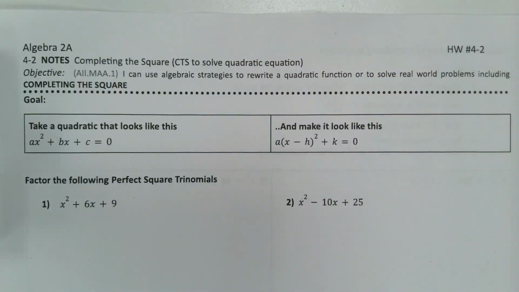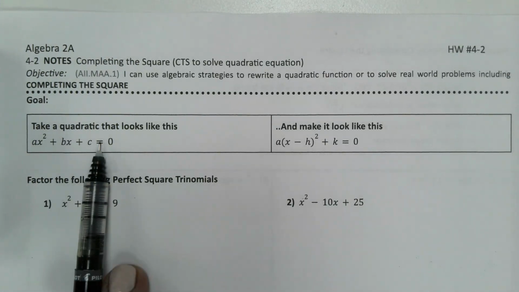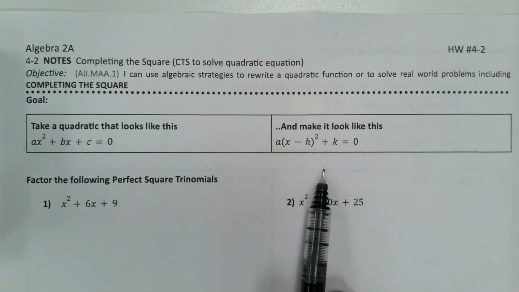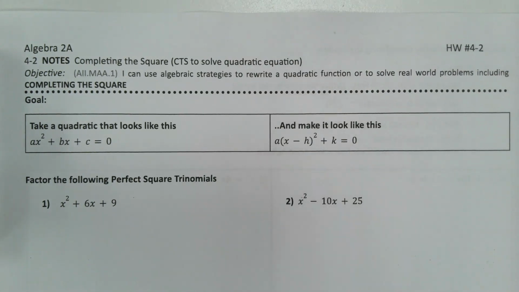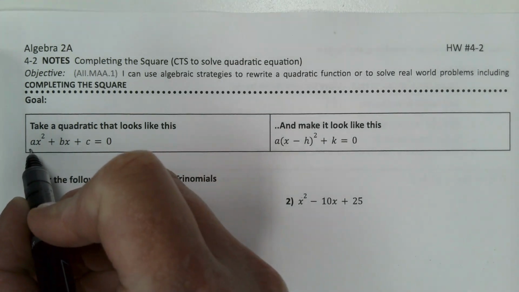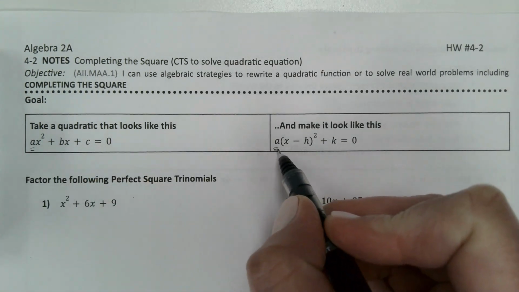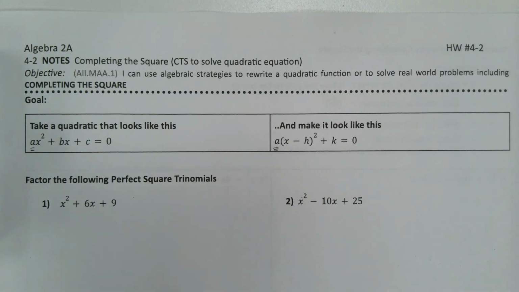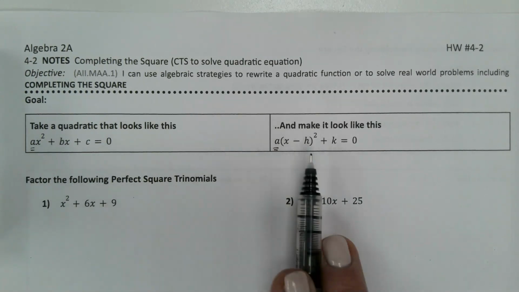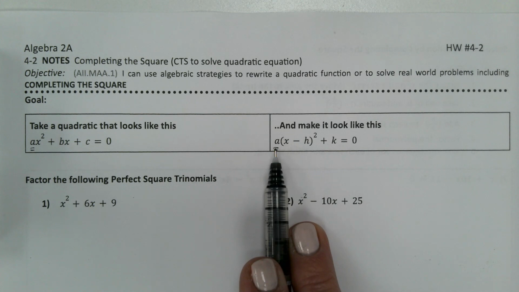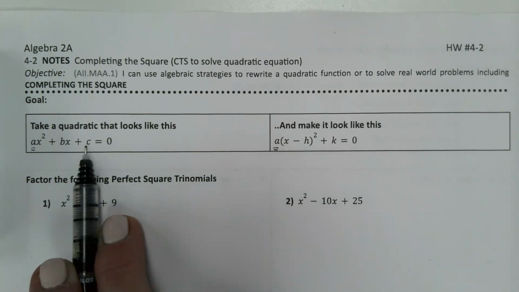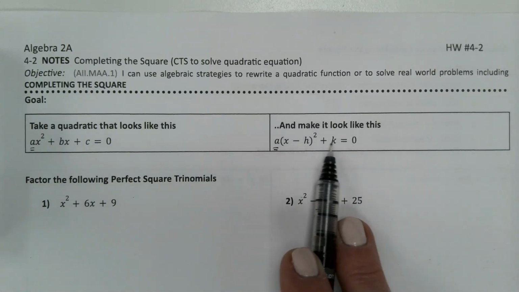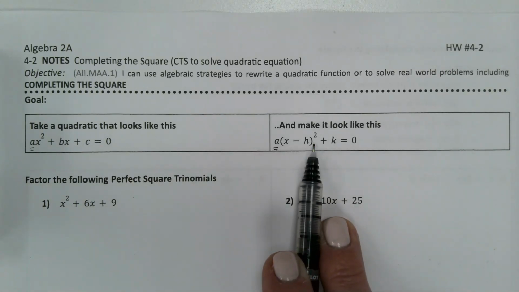Hey Algebra 2, today I'm going to teach you how to complete the square. So the goal is to take an equation that looks like this from standard form and move it into one that looks like this, which is vertex form. You'll notice that the only letter that stays the same is the A. So the A in standard form and the A in vertex form is the only thing that's the same. This has a B and C. This has an H and a K, and that is the vertex.